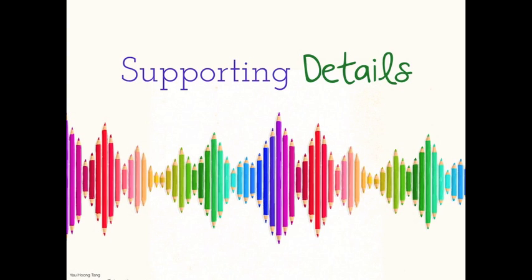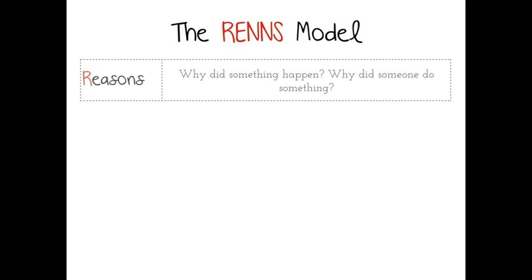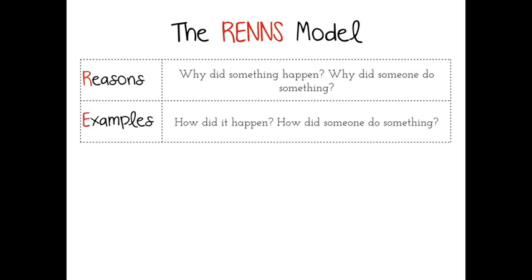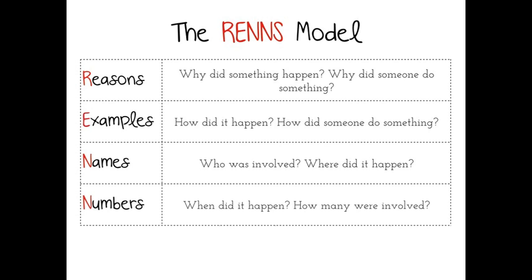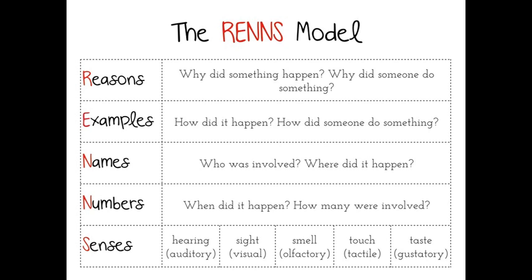Additionally, it's important to double check for those supporting details. And I introduced you to the RENZ model when we discussed narrative writing. And I do think that that model not only works with narrative writing, it can also work with other types of writing. So if you look back over especially the body of your essay, ensure that you're actually identifying and listing these individual pieces of RENZ: reasons, examples, names, numbers, and then if necessary, appealing to the senses.